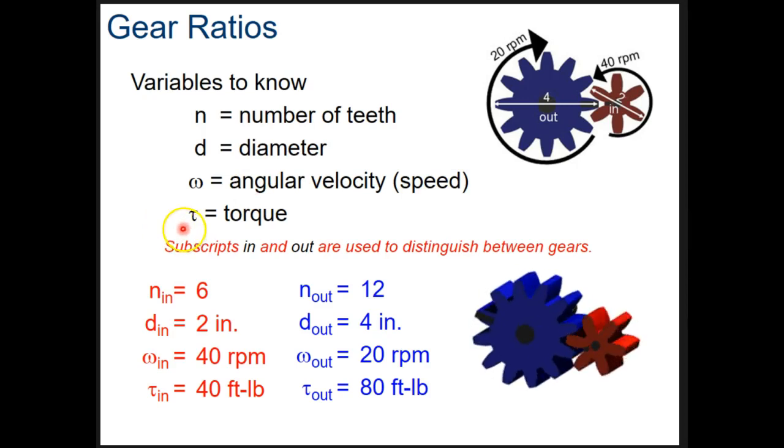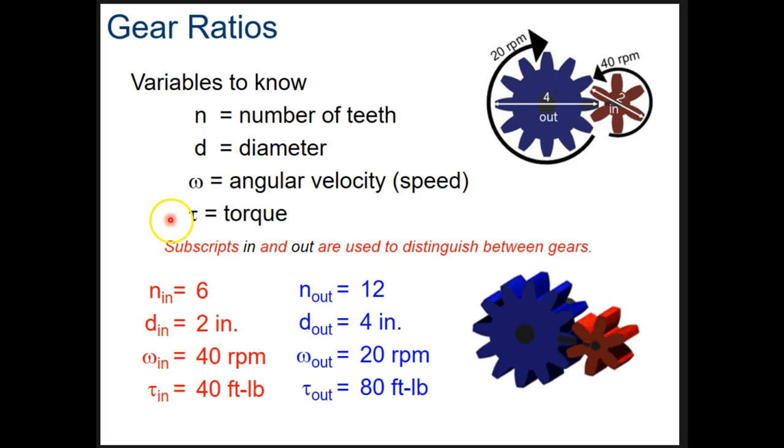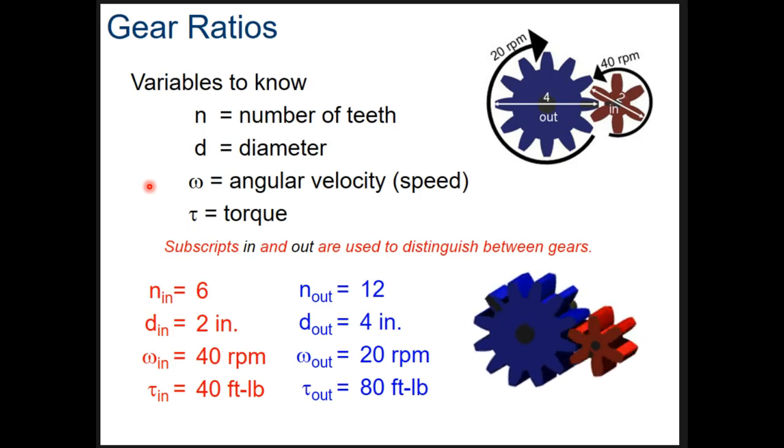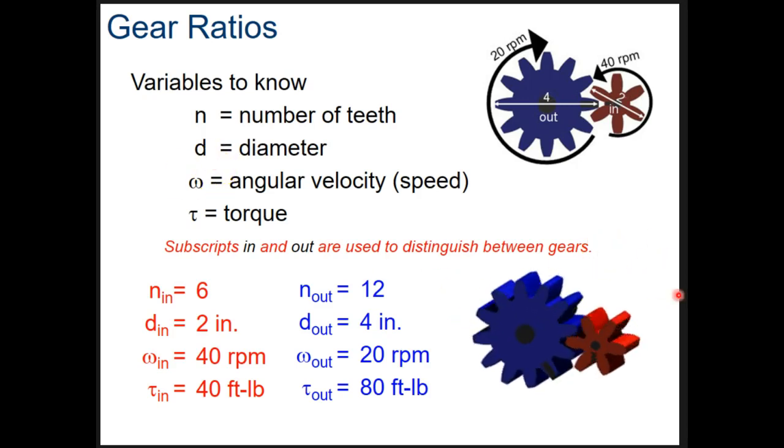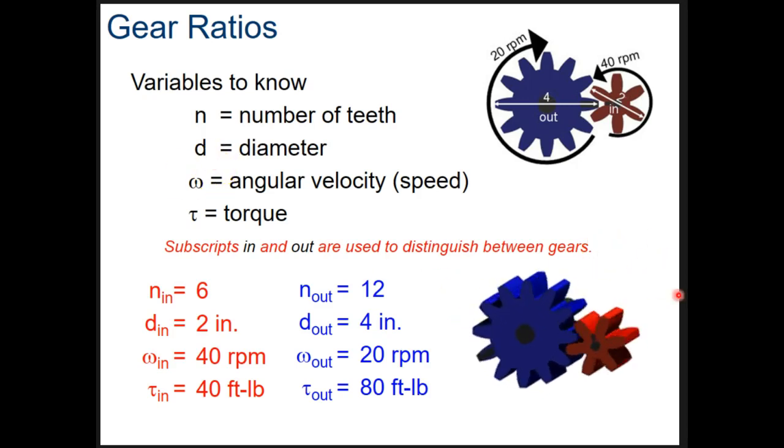This is the Greek letter tau. It looks like a little T with a little curly Q at the end. And it represents torque, and we'll talk more about torque in just a moment. But right now, just think about torque as a twisting force. It's a force that causes rotation, okay? It's a little more complicated than a force. It's not the same thing as a force, but it involves force.